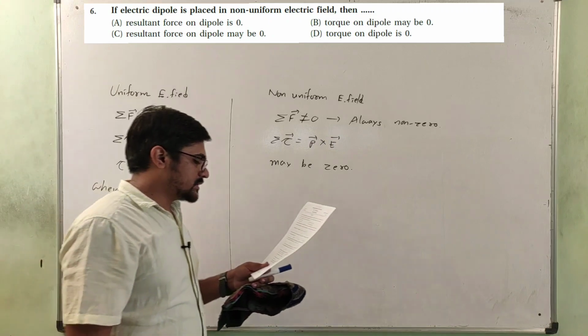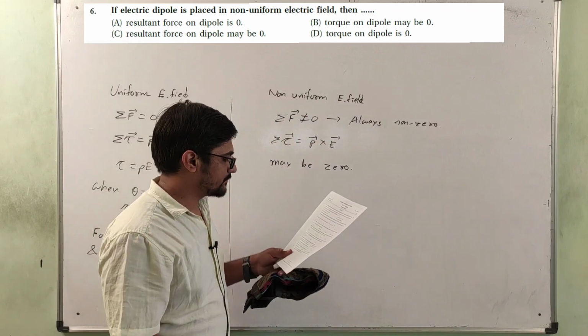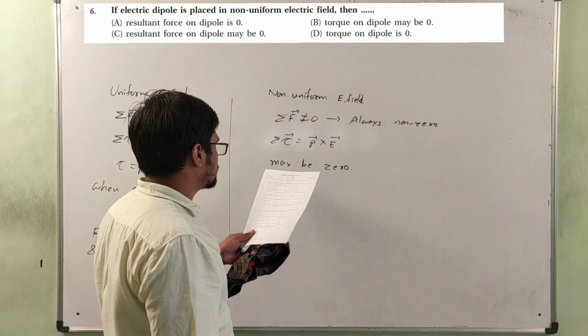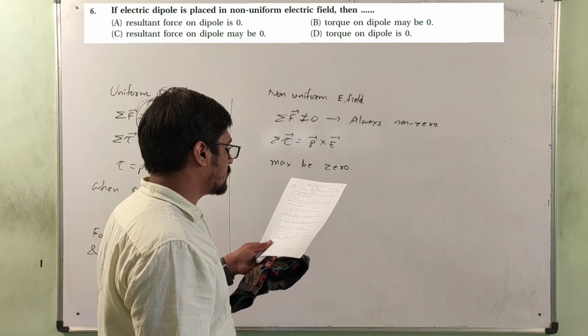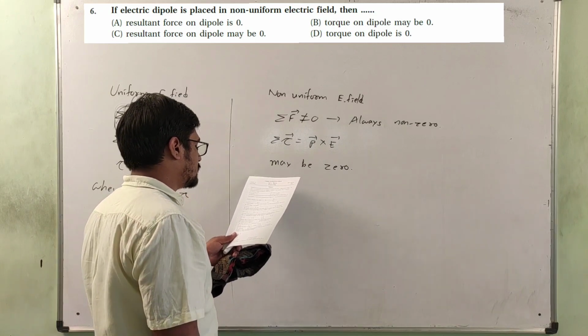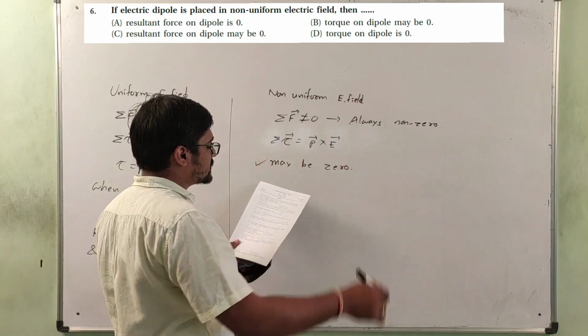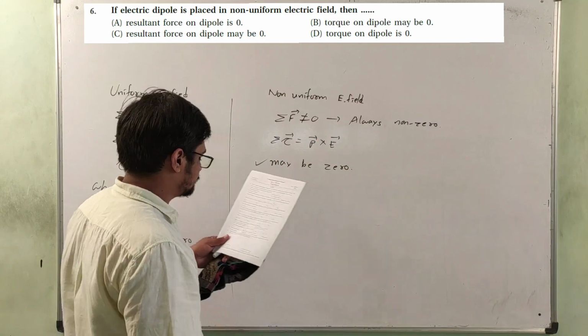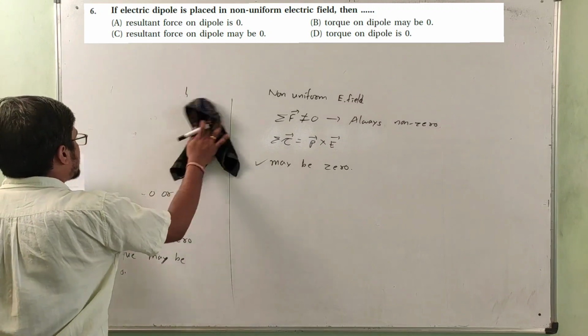So the sixth question is, if the dipole is placed in a non-uniform electric field, then the resultant force on the dipole is 0, or the resultant force may be 0, or the torque on the dipole may be 0. Torque on the dipole may be 0 is our answer. Next question.